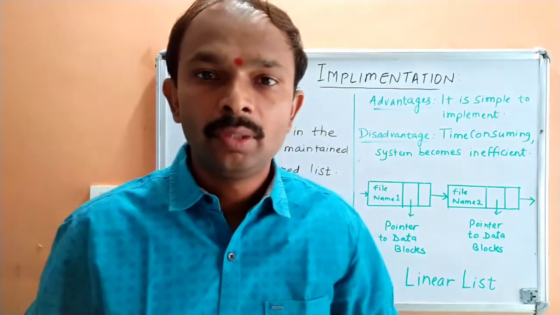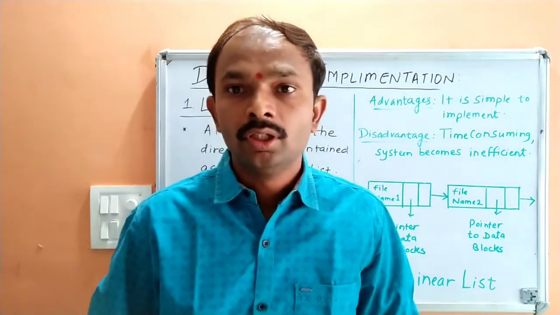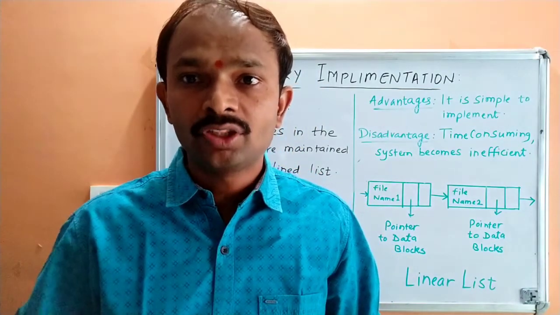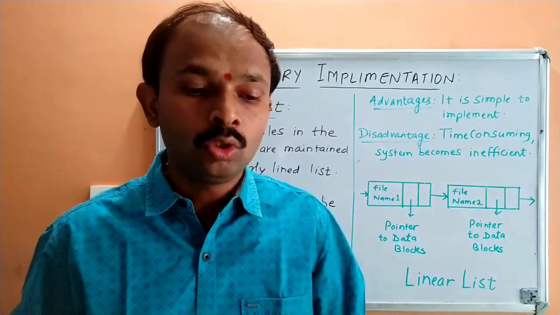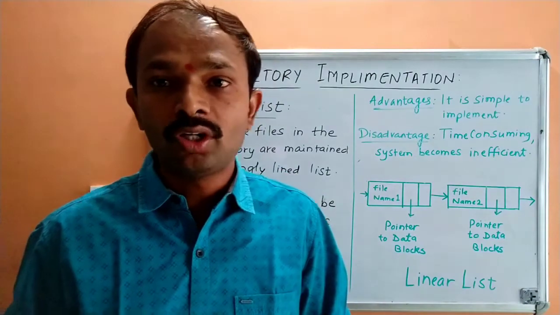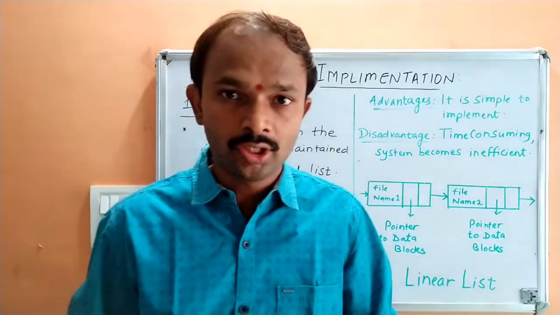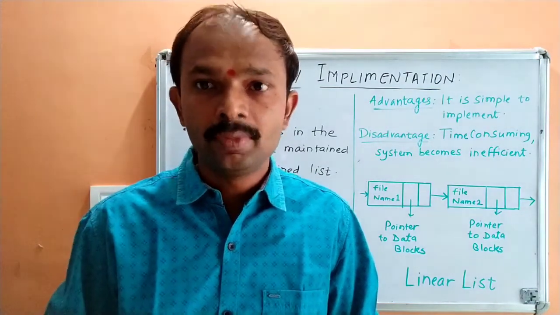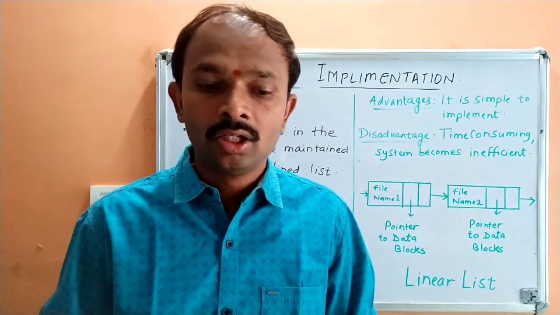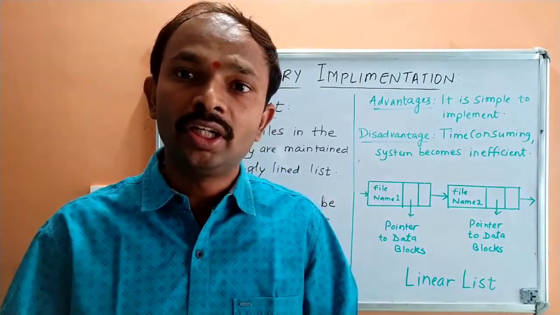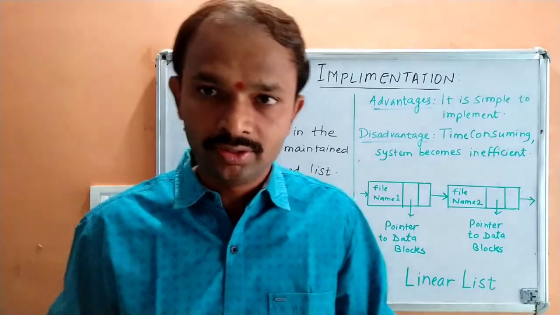Now directory implementation means the folders which are available in the operating system are considered as directories. In my previous video I talked about the directory structure. There were four different types of directory structure: single level directory, two level directory, hierarchical directory and acyclic graph directory. That was about the types of directories available inside the operating system.